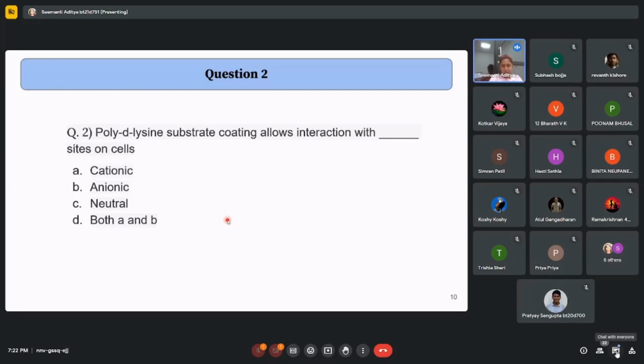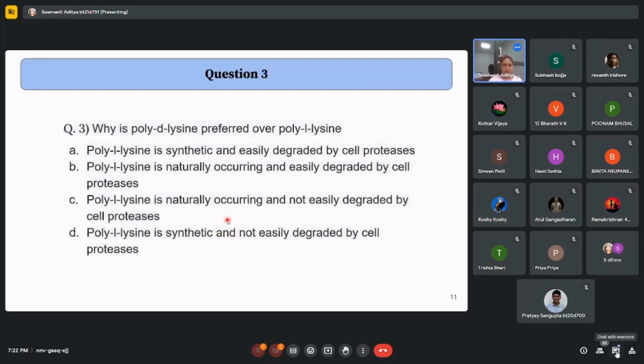Yes, that's correct. So option number B, anionic, because polylysine gives positive charge, and so it will attract the negative charges. So it shows anionic interactions with the cells. Now the next question.